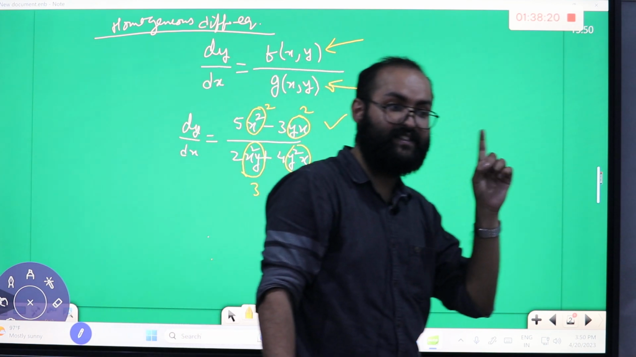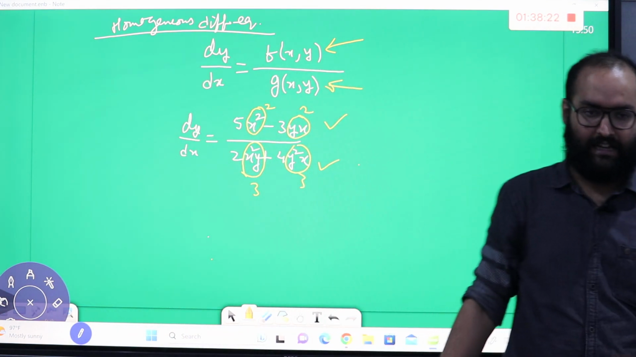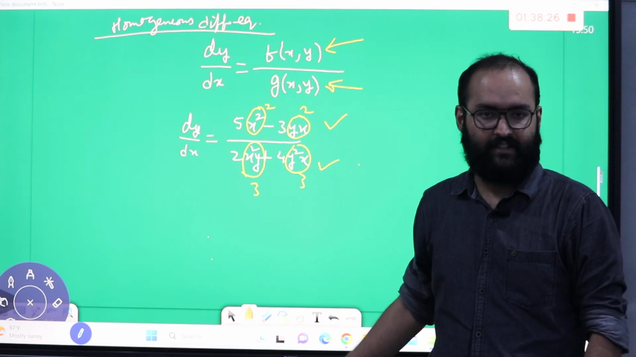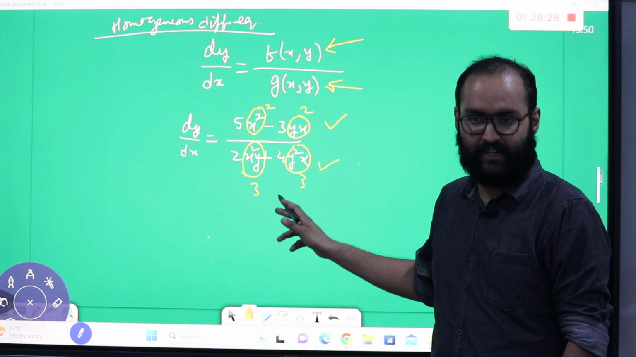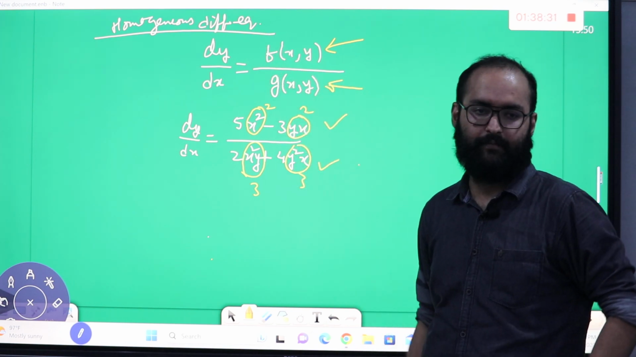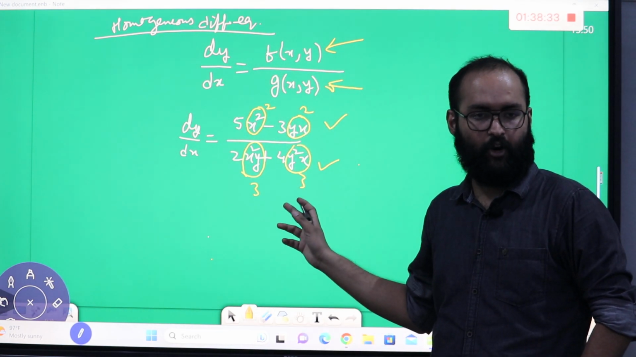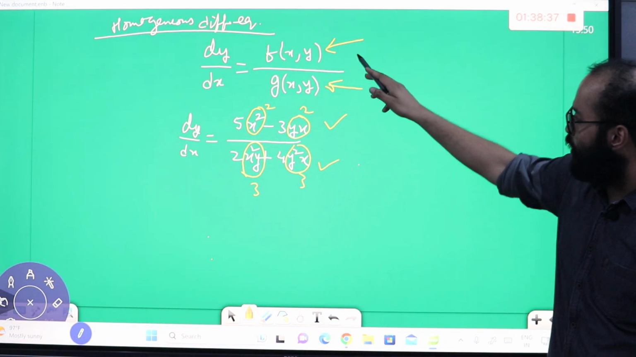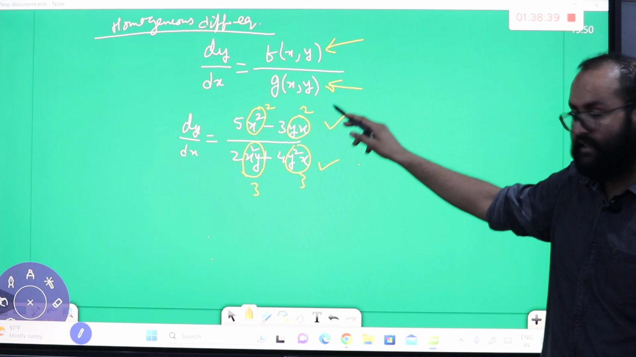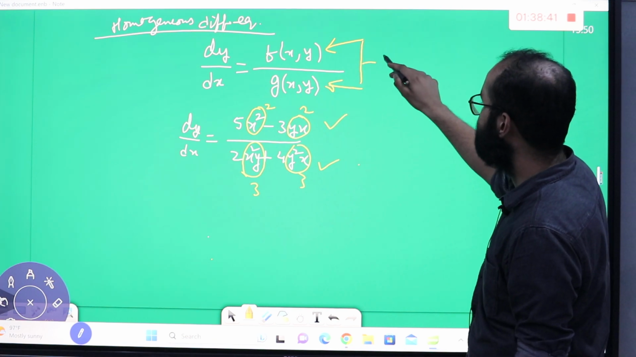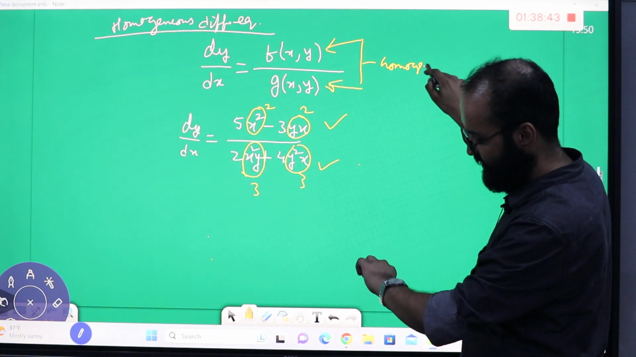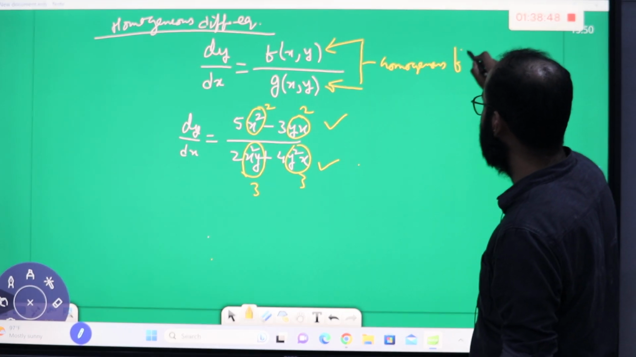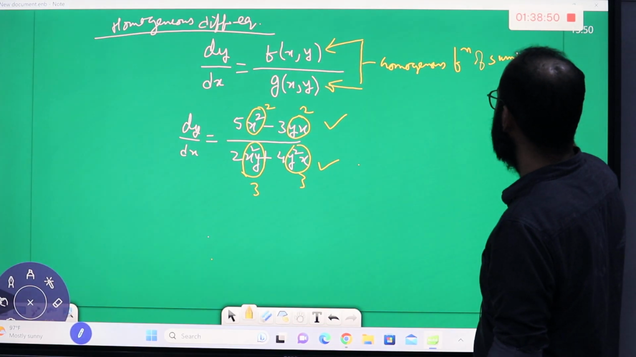But are these two homogeneous functions of the same degree? No, sir. They have different degrees, isn't it? You cannot solve it using this method. It is not a homogeneous differential equation. You cannot call it a homogeneous differential equation. Why? Because both f and g have to be homogeneous functions of same degree. Remember this.